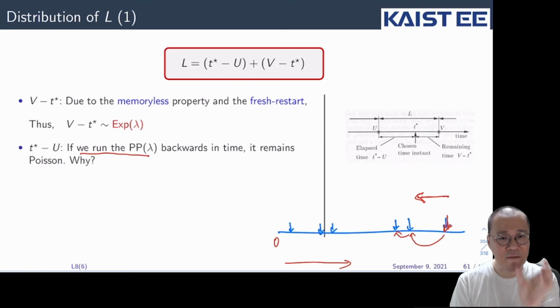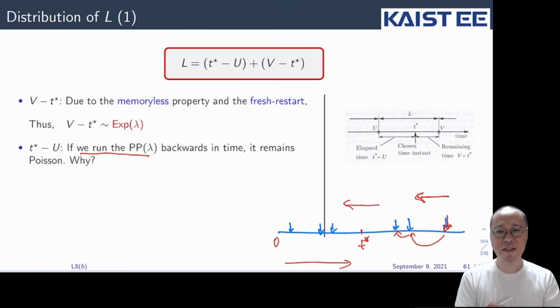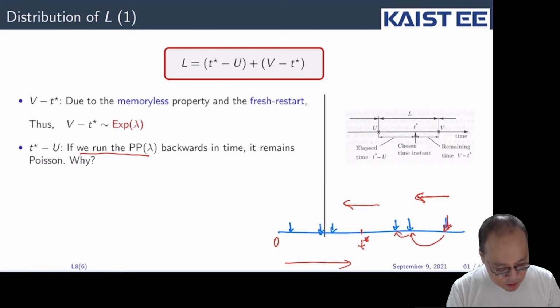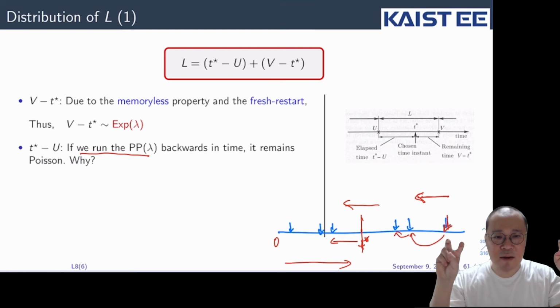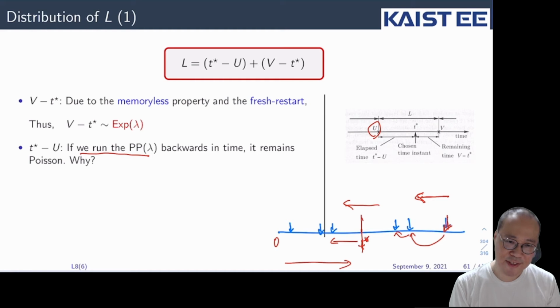So the backward view of the Poisson process is also a Poisson process, which means that suppose we have a t star here, and we look at the Poisson process in this direction. The question is, from t star, what is the next arrival? Here in this case, the next arrival is the previous arrival. I'm talking about u. That is also exponential, because looking backward at the Poisson process gives a Poisson process.